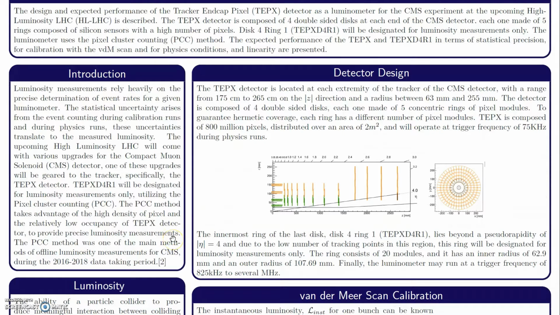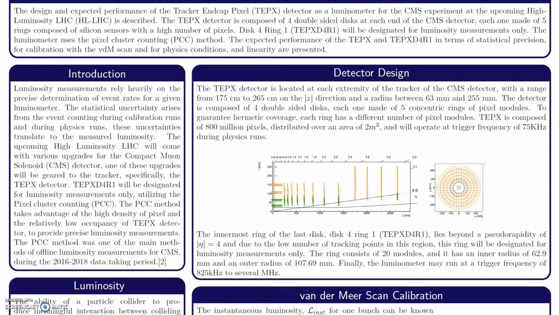Luminosity measurements rely heavily on the precise determination of event rates for a given luminometer. So it's really important to maintain low event rate uncertainties during the calibration of the luminometer and during physics runs, since this is not the only source of uncertainty for luminosity measurements.